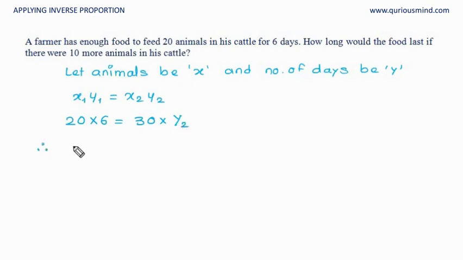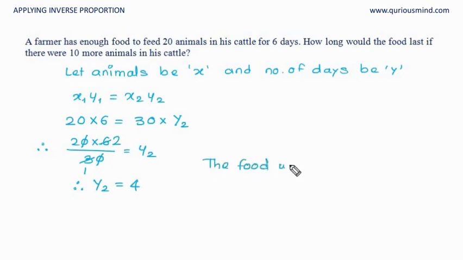And therefore 20 multiplied by 6 upon 30 is equal to y2. This 30 goes that side, divides. 1 0 gone, 1 0 gone. 3 1s are 3, 3 2s are 6. 2 2s are 4. And therefore y2 is equal to 4. That means the food will last for 4 days.